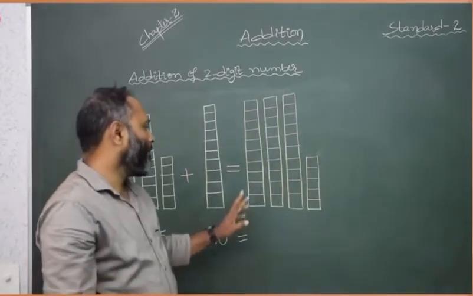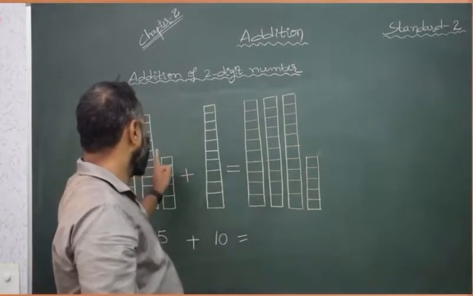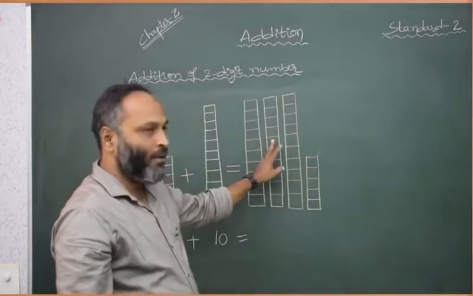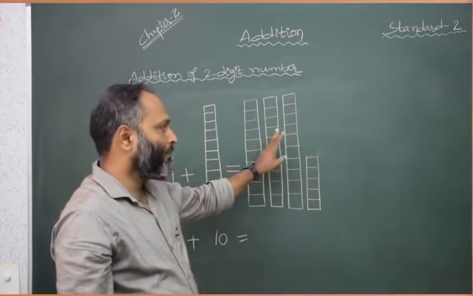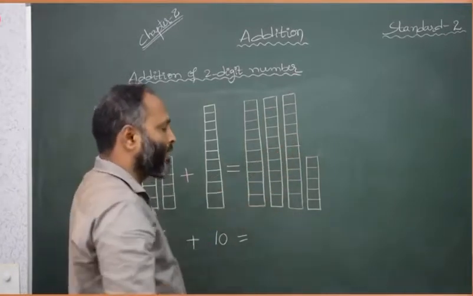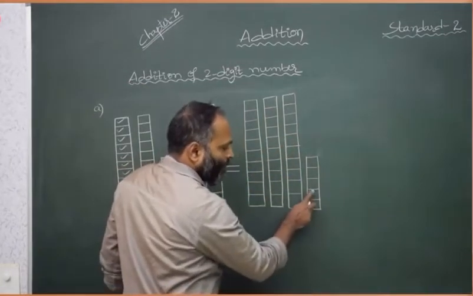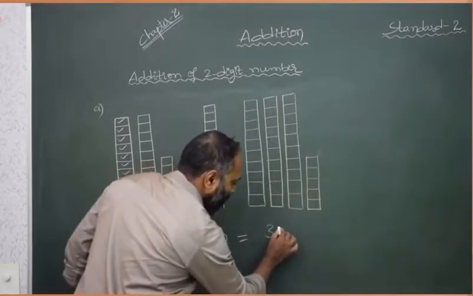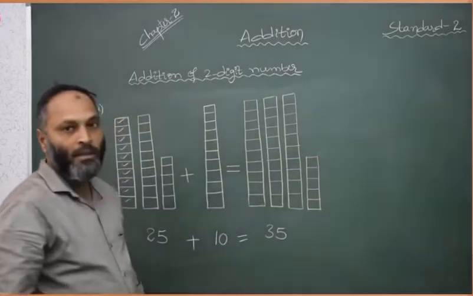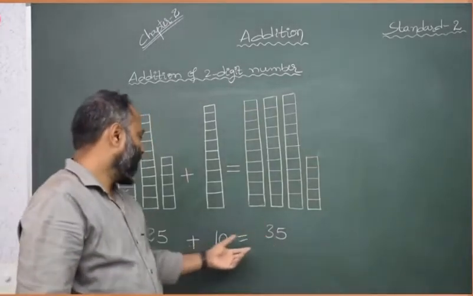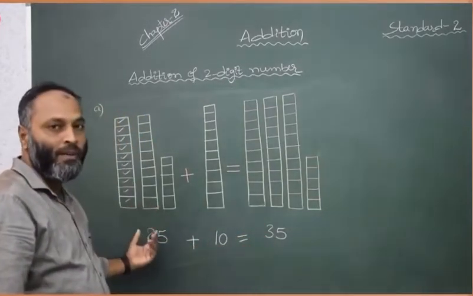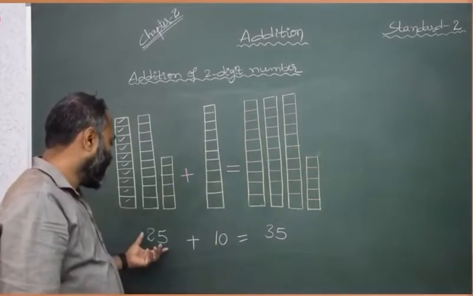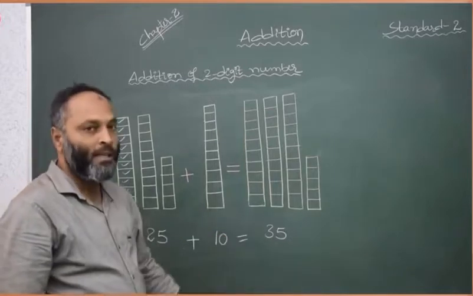Then here how many complete blocks were there? 1, 2, 3. 10 plus 10 is 20. 20 plus 10 is 30. 30, 31, 32, 33, 34, 35. This is our answer. This is our sum. This is the first addend. The first addend is 25 and the second addend is 10. If you add 25 and 10, the answer, that is the sum, is 35.